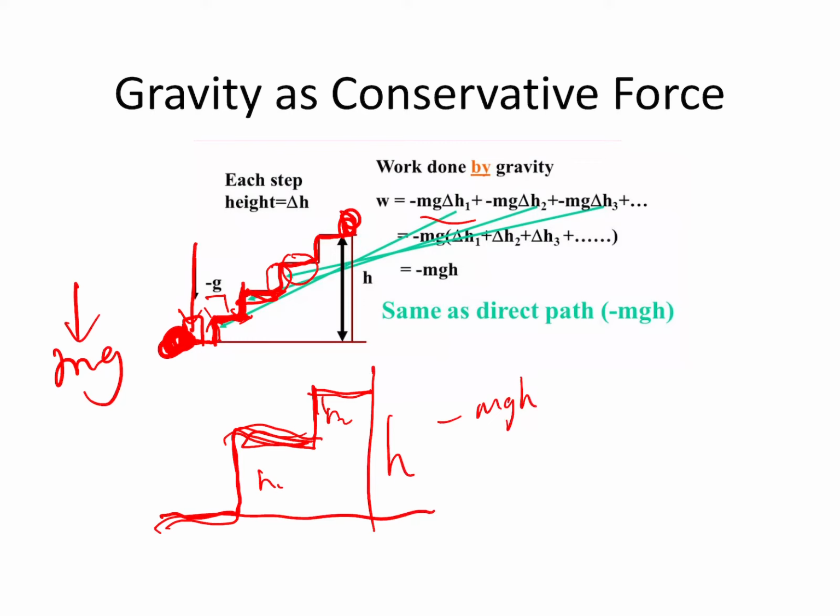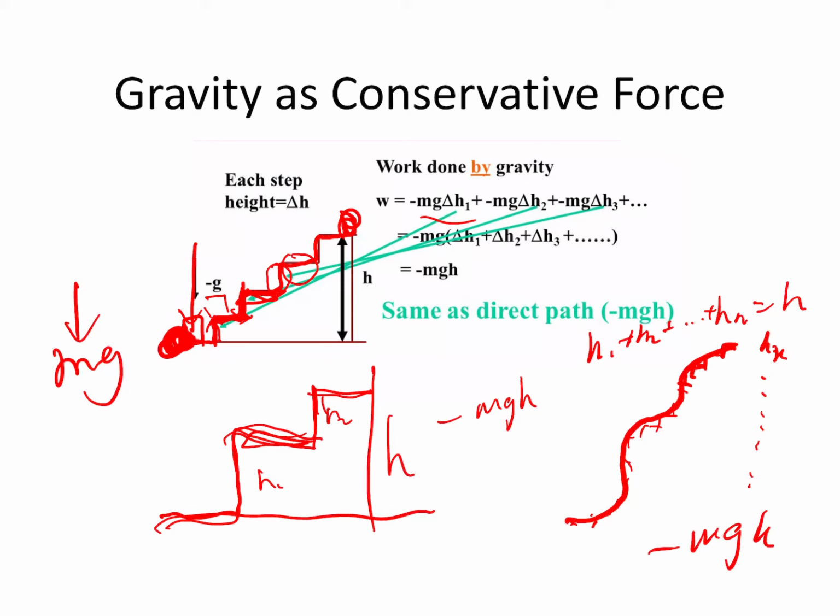Now you can even have this shape. You just move your object, and if you can cut this into very small stairs, just like you do calculus, with numerous h, this is h1, h2, hn, you add them together, this h1 plus h2 plus hn should give you h. So the work is also negative mgh. You see, I hope I convinced you that no matter what kind of stairs you build, as long as the total height is h, the work done by gravity is negative mgh.